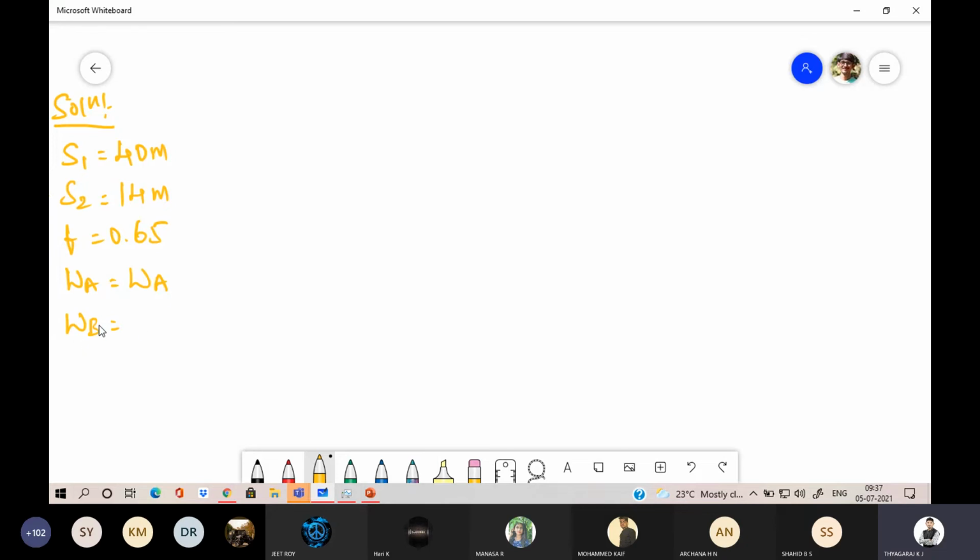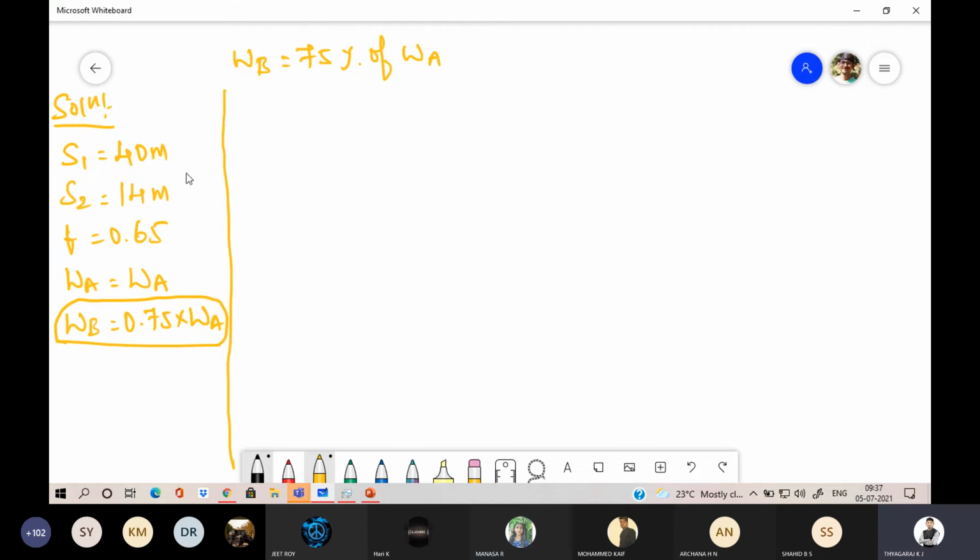WA is equal to WA, and they have mentioned that the weight of vehicle B is equal to 75% of the weight of the former vehicle. The former vehicle we are going to consider as WA only. So weight of vehicle B is equal to 0.75 into WA. Is it clear? Yes, sir. Okay. Now we will go for the solution part. First, after collision, what is the formula? V3 squared is equal to 254 f S2.